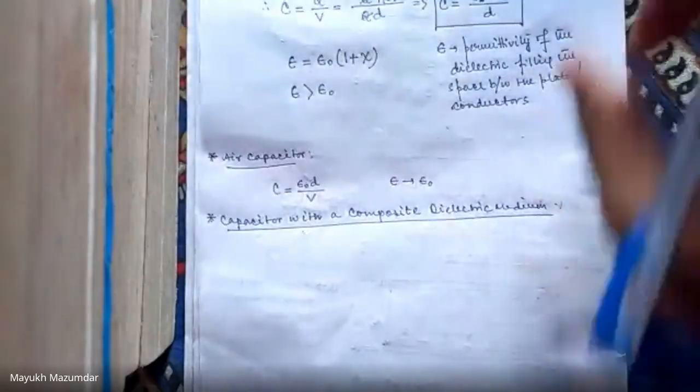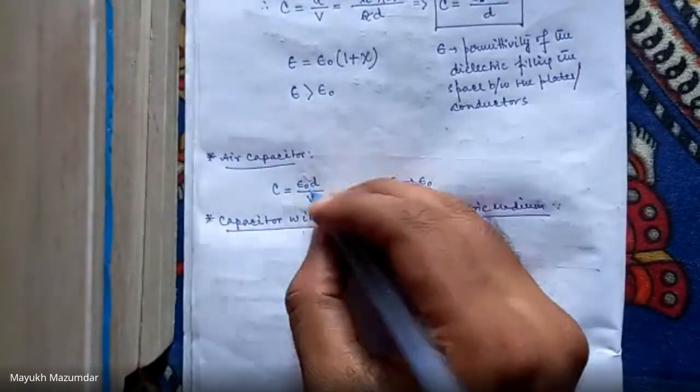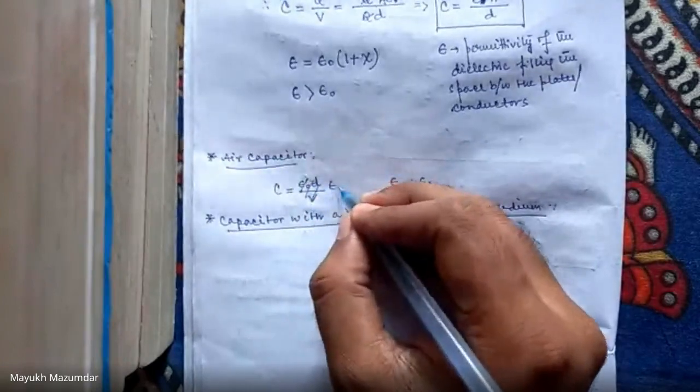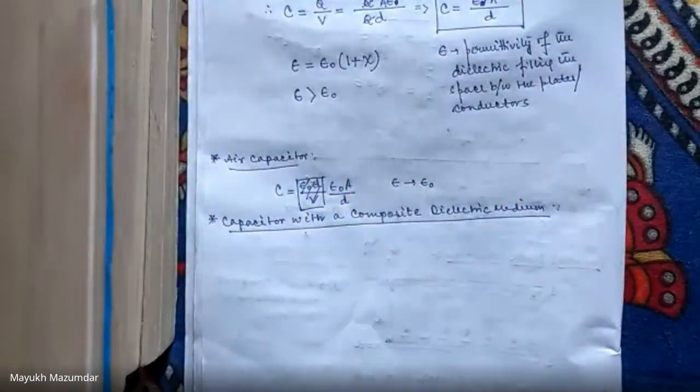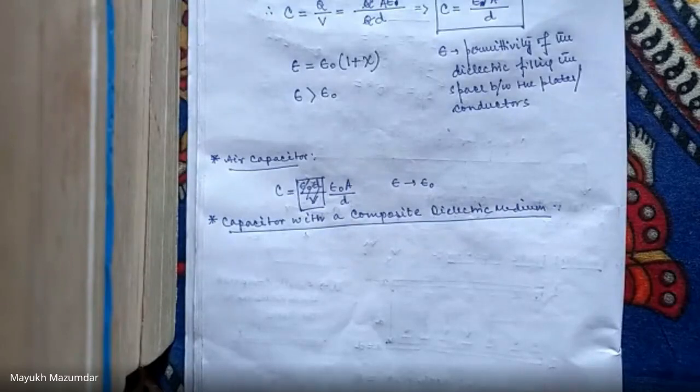Sir, in the air capacitor, you wrote C is equal to epsilon naught A by d, no, sir? Sorry, sorry. Oh, yeah. No, it's fine. I think it's okay now.